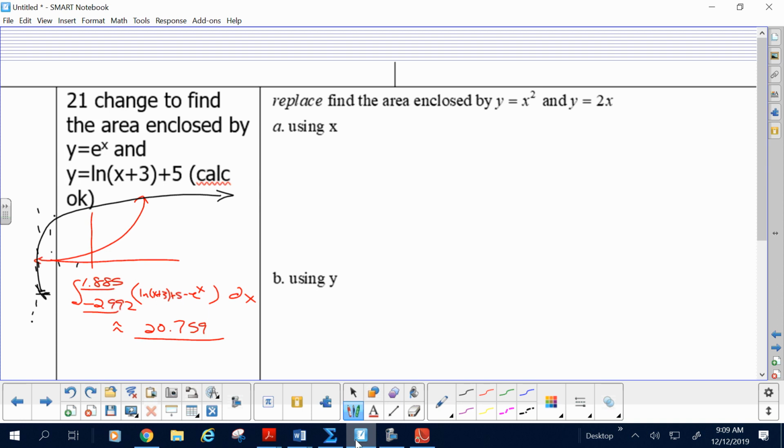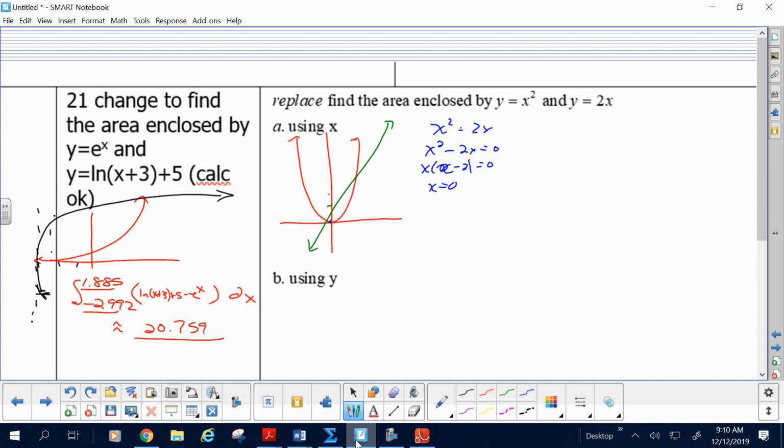If you have a question or you'd like to do it with y, that's a good exercise. Here we go. y equals x squared and y equals 2x. All right. Let's start with intersection points. Either way will mean intersection points. So, 0 and 2, yay? x equals 0 and 2, which means y equals 0 and 4.